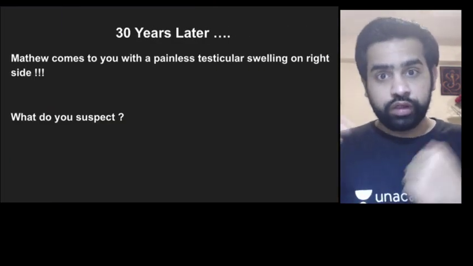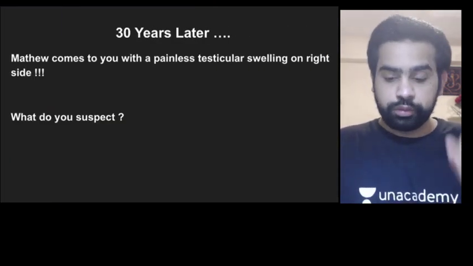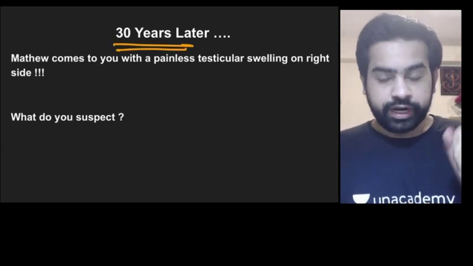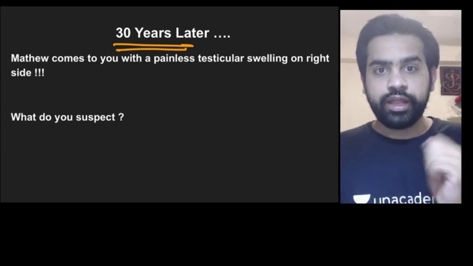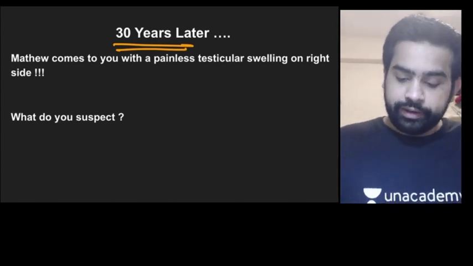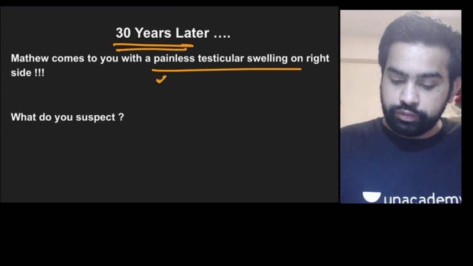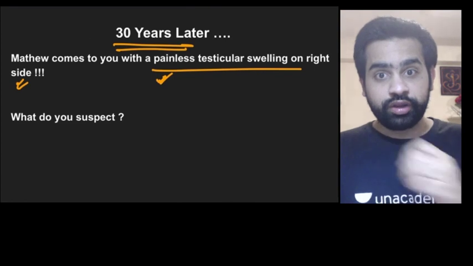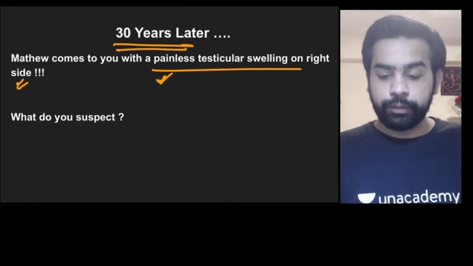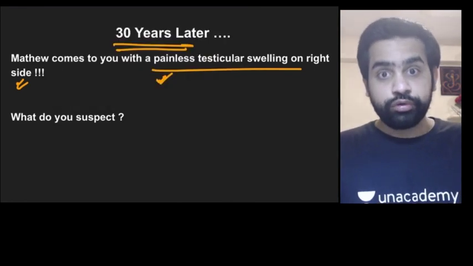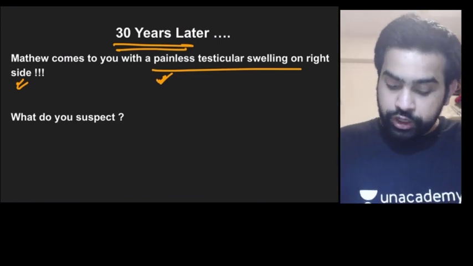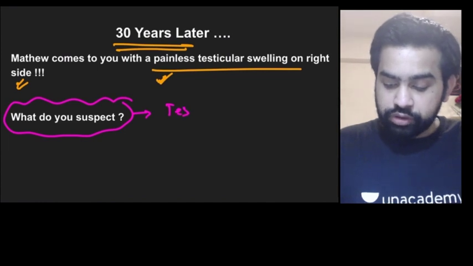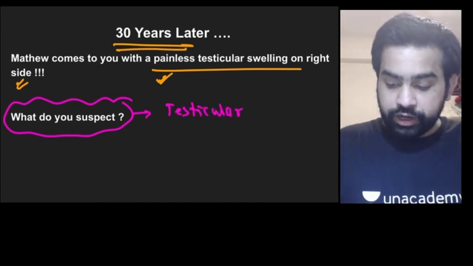Now, let's fast forward 30 years later. This particular child, this poor Matthew, again comes to you. So you were the surgeon who did a diagnostic laparoscopy on this. He again comes to you and says that I have a painless testicular swelling on the right side. So what do you suspect in this particular patient? What do you think? What you dreaded has happened now. Here, no doubt the patient is suffering from a testicular carcinoma. You suspect a testicular carcinoma here.